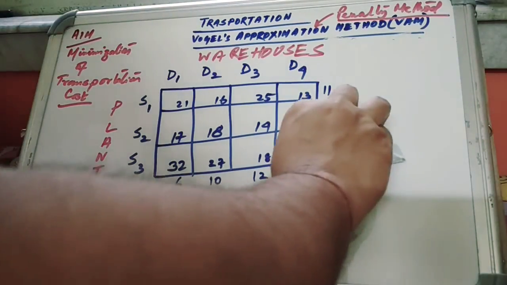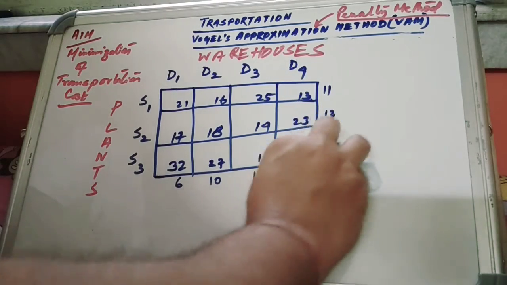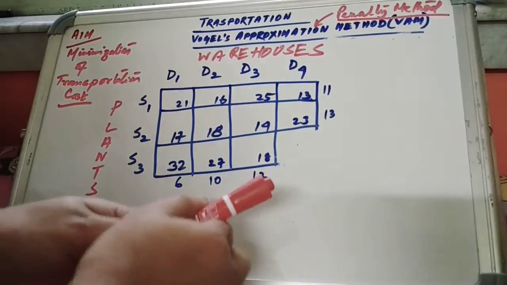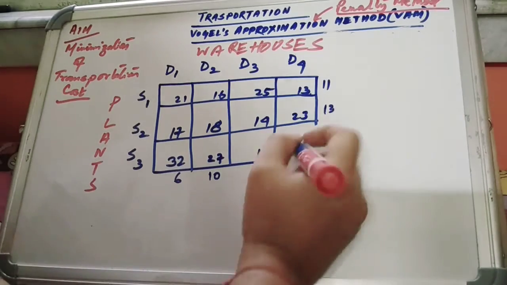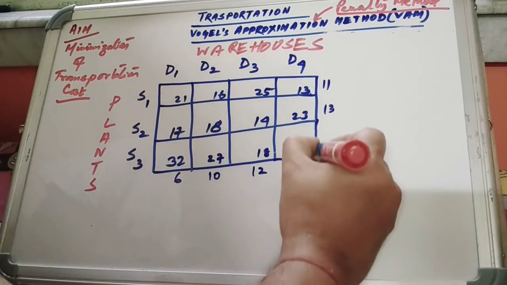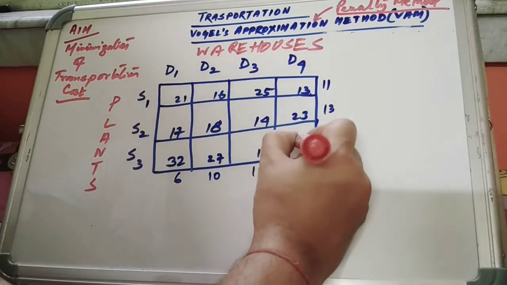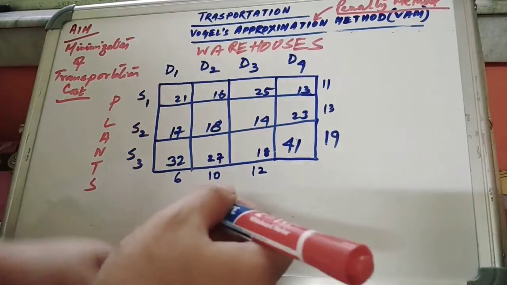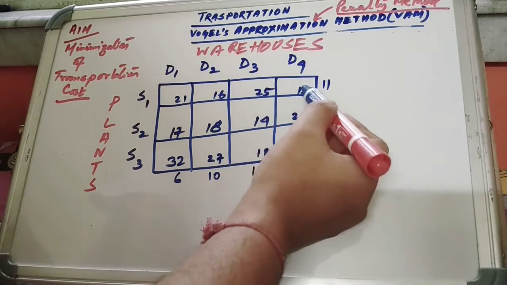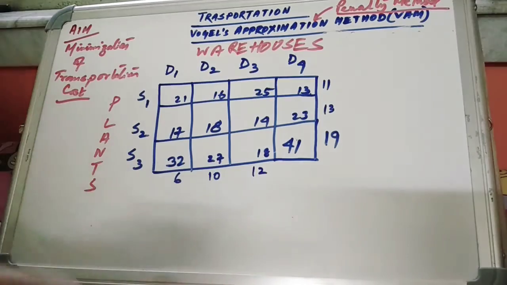To calculate the penalty for each row and each column, we have to first select the minimum values of every row and every column. Okay, let us start with the first column. In the first column, 13 and 16 are the two smallest values.